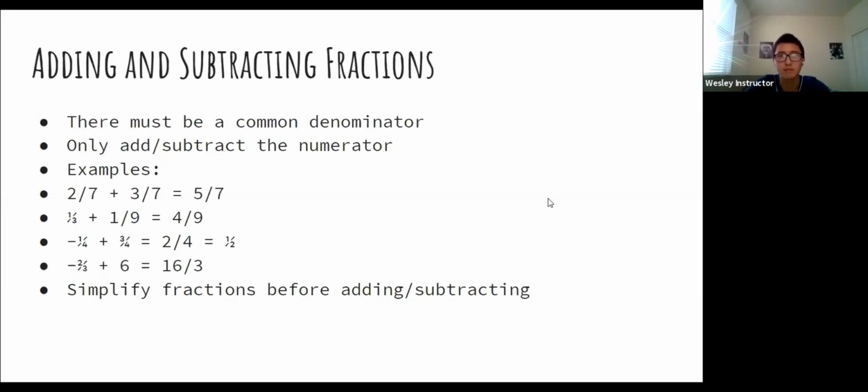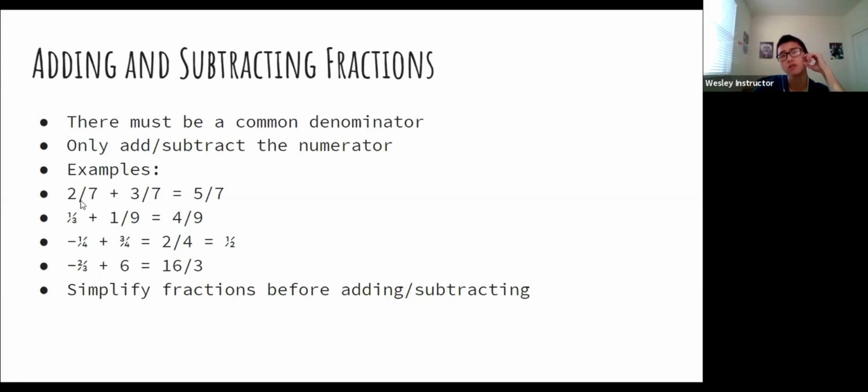All right, adding and subtracting fractions. So when you add and subtract fractions, you guys have to have a common denominator. This is not like multiplying or dividing. In multiplying and dividing, it doesn't matter what the numerator or denominator is. You guys just multiply them. But for adding and subtracting, you guys have to have a common denominator, because you guys don't add the denominator, you guys only add the numerator.